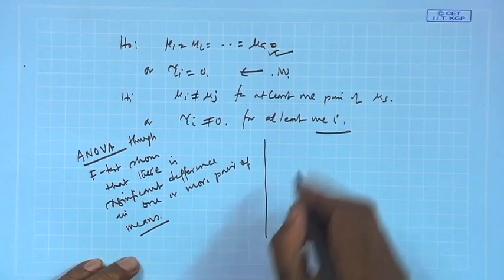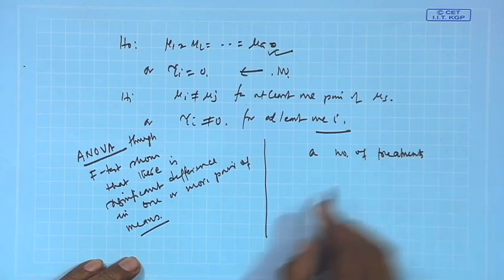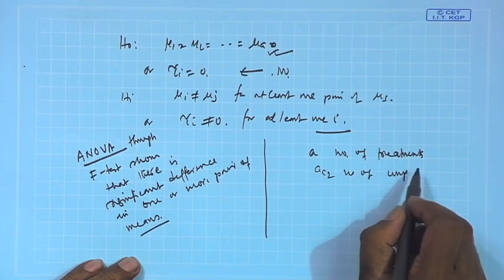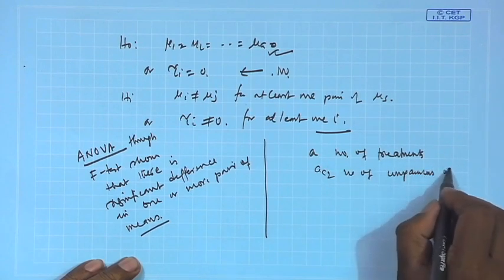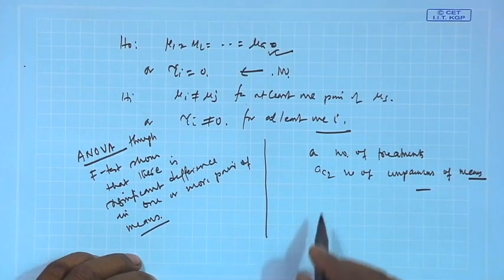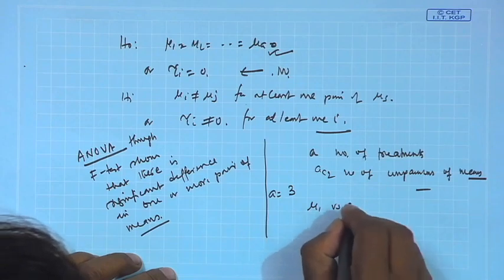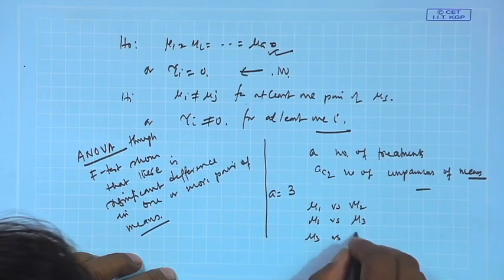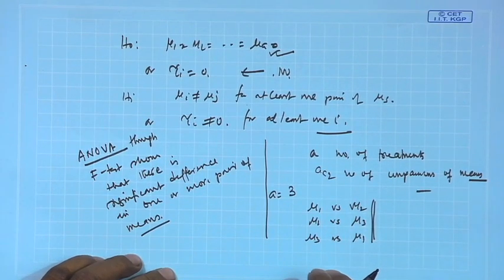Now, if there are a number of treatments, you can have aC2 number of comparisons of means. Suppose a equals 3, then the comparisons will be mu1 versus mu2, mu2 versus mu3, and mu3 versus mu1. So that means 3 pairs of comparisons of means.